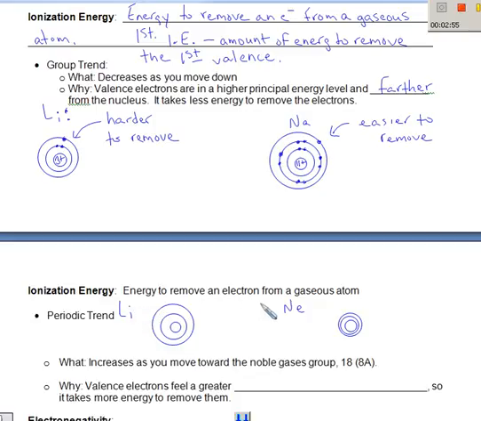Now let's take a look at ionization energy as we move across a period. And we're going to compare lithium to neon this time. And we have 3 protons in the nucleus. We have the 2 electrons in the principal energy level, and then the 1 valence electron. Here we have 10 protons. We have 2 electrons, and then we've got a 3rd electron in the valence shell. Notice that this electron is much closer to the nucleus than it is for lithium's. So this one is going to be harder to remove, whereas this one here is going to be easier to remove.